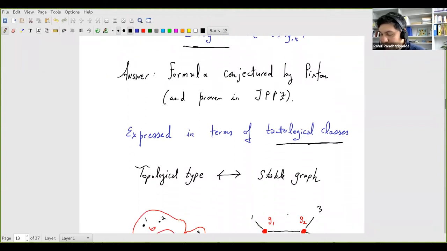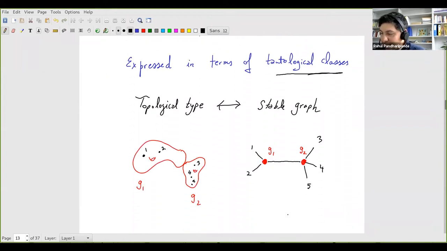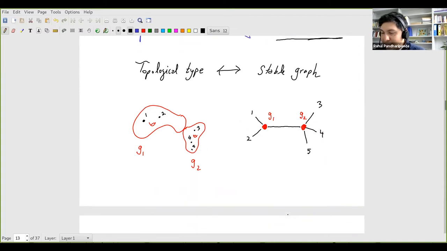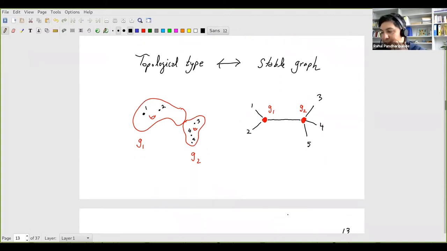So I have to tell you a little bit about the language we use to describe these tautological classes. And this has to do with stable graphs. If I have a curve, the actual curve has a holomorphic or algebraic structure, so it's kind of complicated data. But then I can look at the weakest thing, which is the topological type of that curve. And the topological type of that curve is given by very little data.